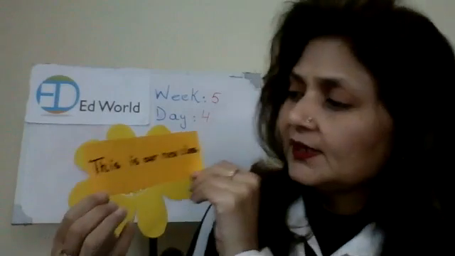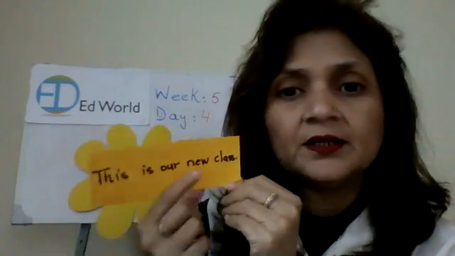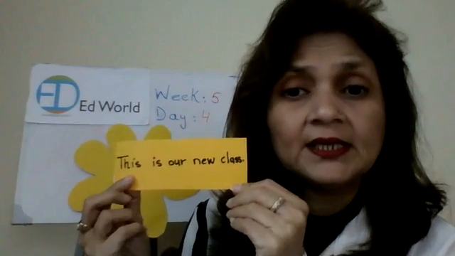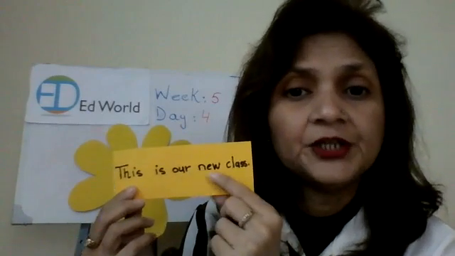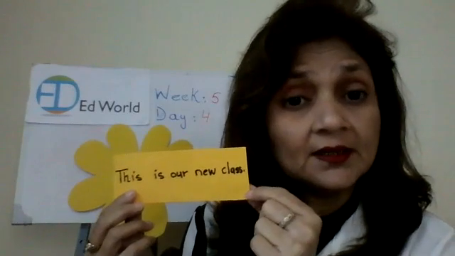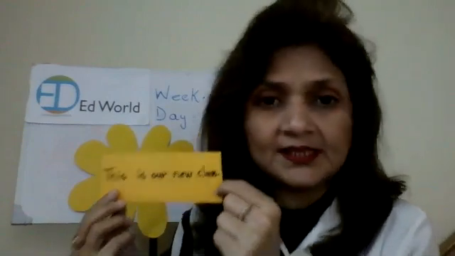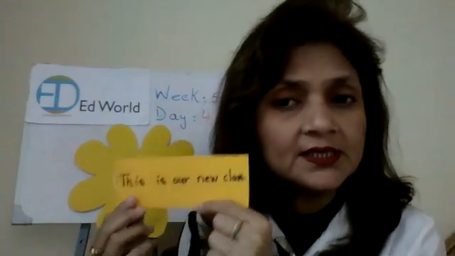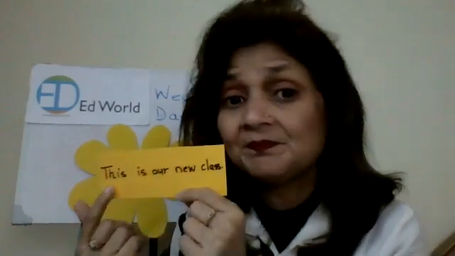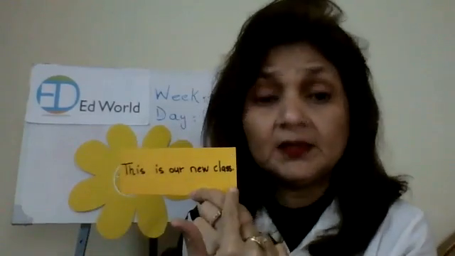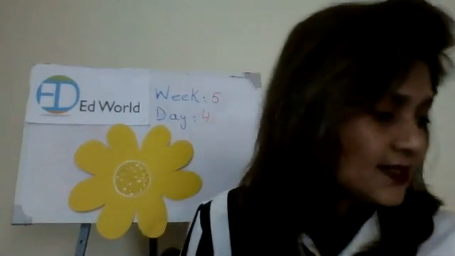Right? Great. Now, I'm going to show you a few sentences and you are going to read those with me. Okay? Now, the first one is, this is our new class. Read it with me again. This is our new class. Okay. What type of sentence is this? This is a simple sentence, right? So how have I written this sentence? I have started the sentence with a capital letter and ended with a full stop. Correct. It's a simple sentence.